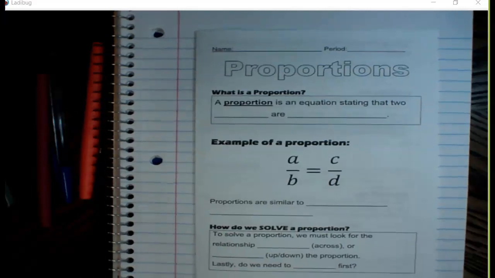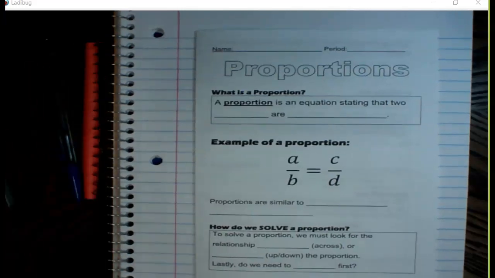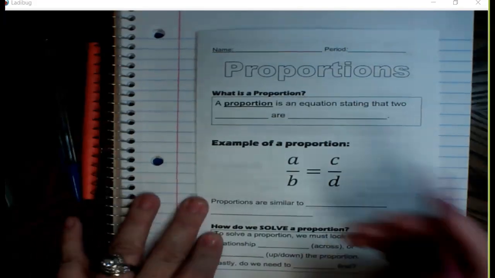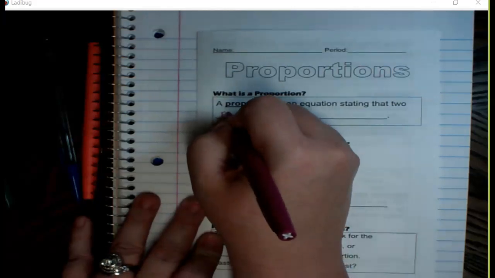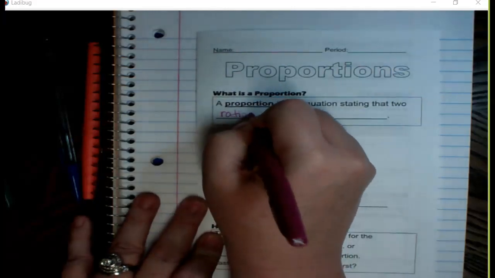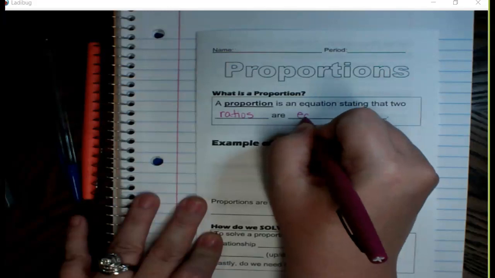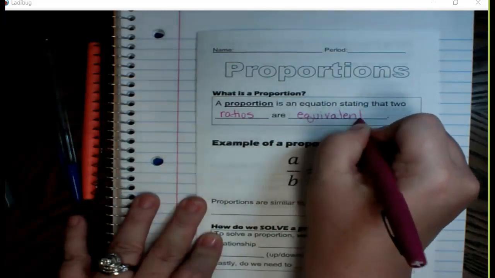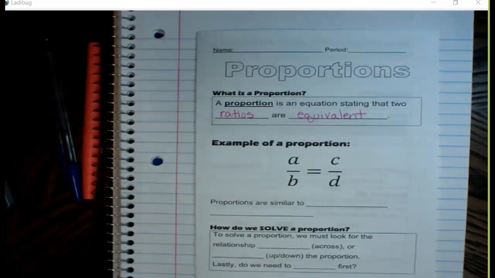All right, so let's talk about proportions. What is a proportion, ladies? A proportion is an equation stating that two ratios are equivalent. That's what makes up a proportion. I have one ratio equal to another ratio.